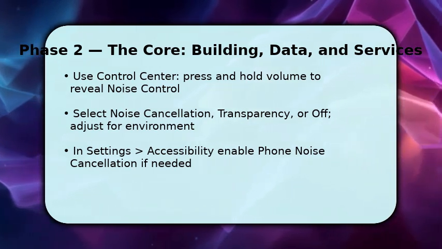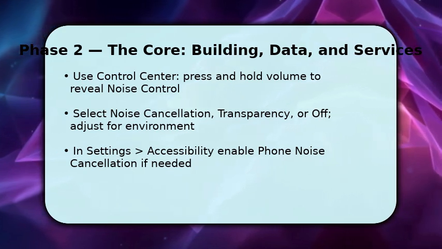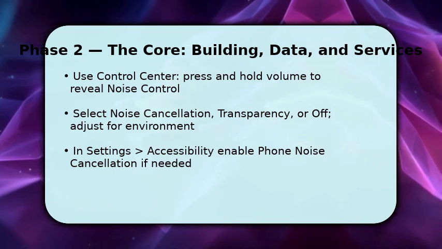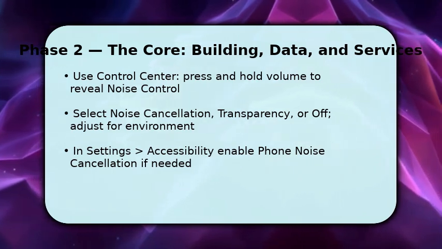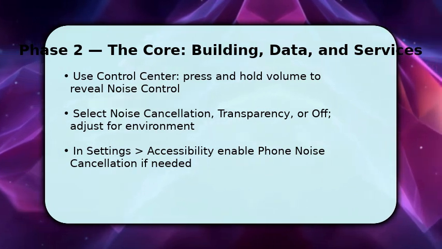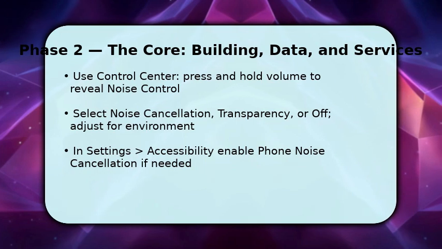Choose based on context. If you're on a phone call without earbuds, go to Settings, Accessibility, Audio/Visual, and enable phone noise cancellation to reduce background noise for callers. Make small adjustments and test by speaking to someone, because subtle tuning often improves voice clarity more than maximum suppression.